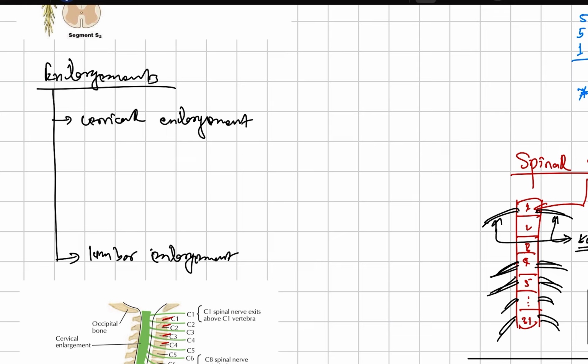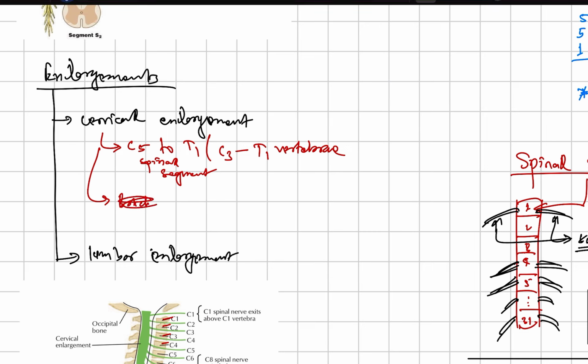Regarding cervical enlargement, it lies at spinal segments C5 to T1, and in terms of vertebrae, C3 to T1. This is for the spinal segment. And why is it called cervical enlargement? Because it corresponds to the brachial plexus, which is formed here.